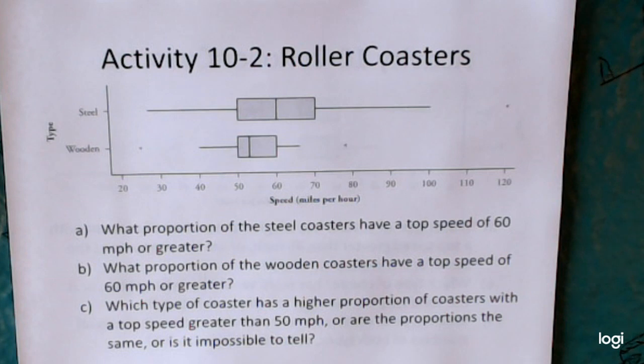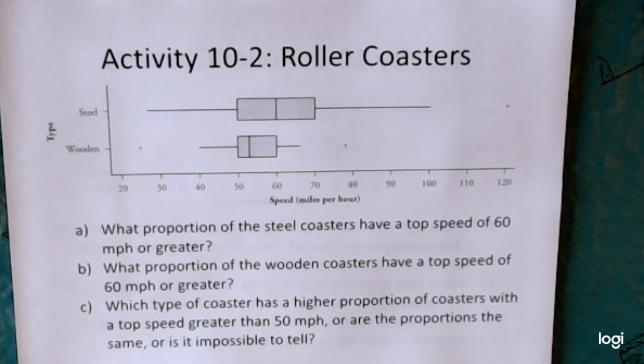All right. Remember too that the 5-number summary and the box plot are summaries, so they don't contain all the data. They just contain a summary. So we'll be able to answer some of these questions, but not all of them. Okay. So the roller coaster database contains data on hundreds of roller coasters in the world, and the box plots display the distribution of top speeds in miles per hour for coasters in the U.S., classified by whether the coaster is wooden or steel.